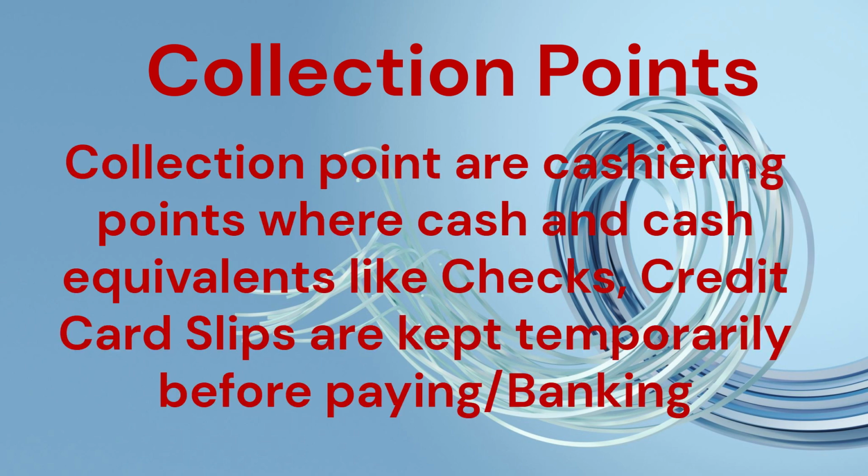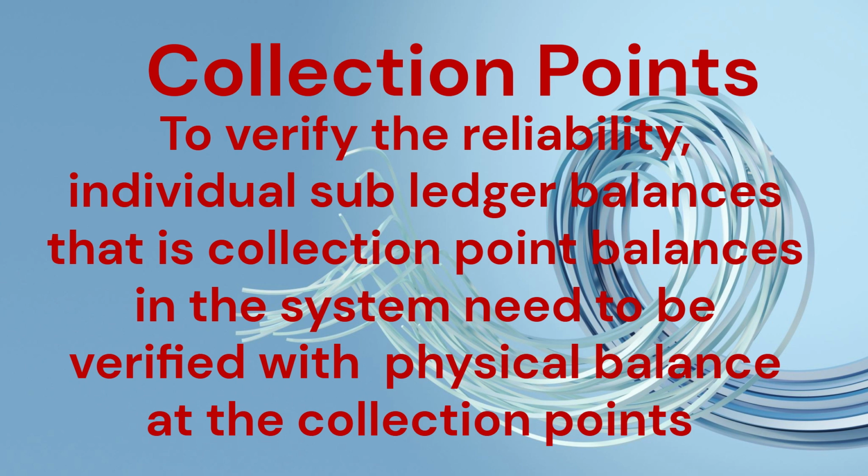Cashiering points are where cash and cash equivalents like checks and credit card slips are kept. Therefore, whenever an inflow or outflow of cash or cash equivalents is processed, the collection point associated with the movement should always be specified. Cash and cash equivalents are really control accounts, while collection points are individual subsidiary ledger accounts. To verify reliability, individual sub-ledger balances, that is collection point balances, in the system need to be verified with the physical balance at the collection points.